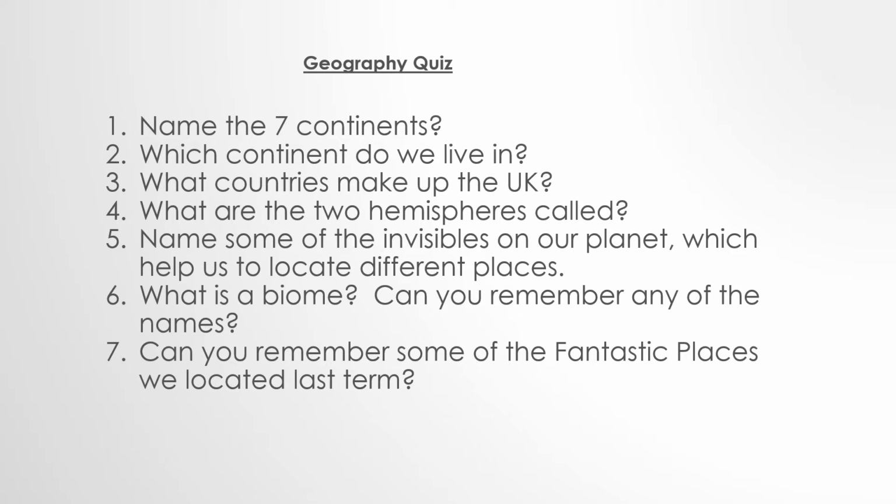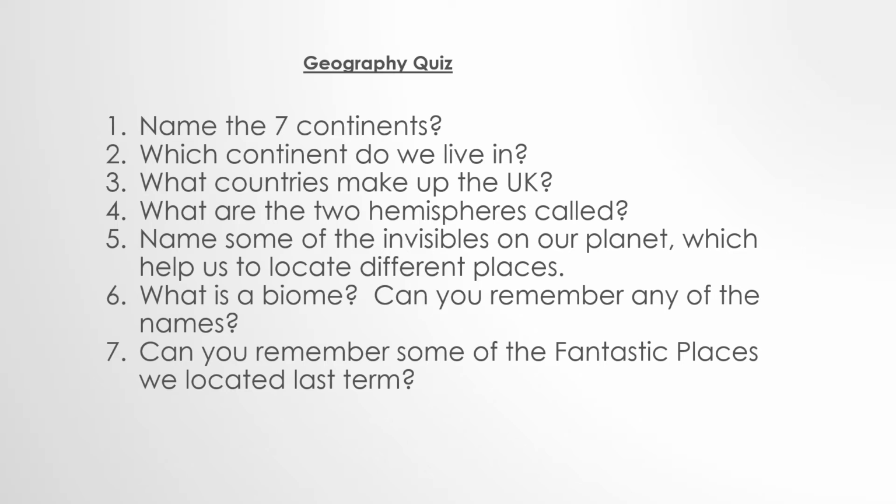Question number 5. Name some of the invisible lines on our planet which help us to locate different places. So we've got the invisible line running around the centre of our planet, which is called the equator. Remember, countries which are closer to the equator are a lot warmer. Then we have the lines of latitude going across and the lines of longitude going down. We've also got the central line going down our Earth rather than around it. That is the prime meridian.